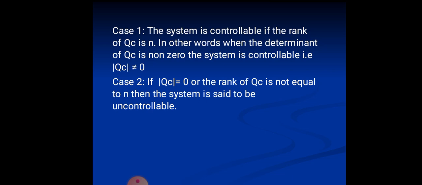Case 2, if determinant of QC equals 0 or rank of QC not equal to n, that system is called uncontrollable.